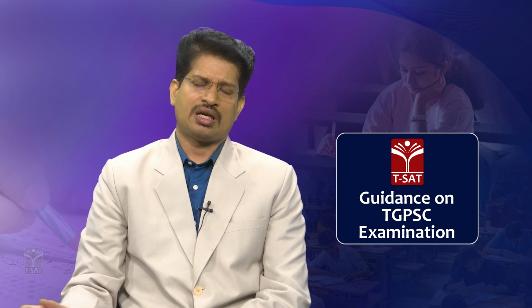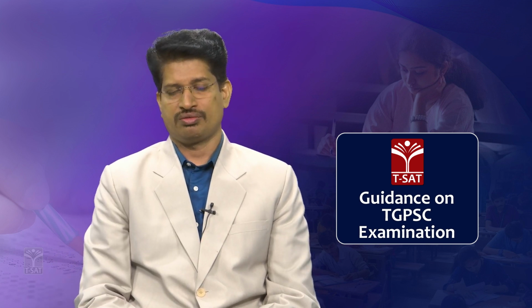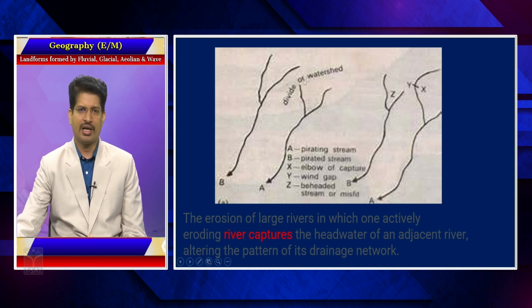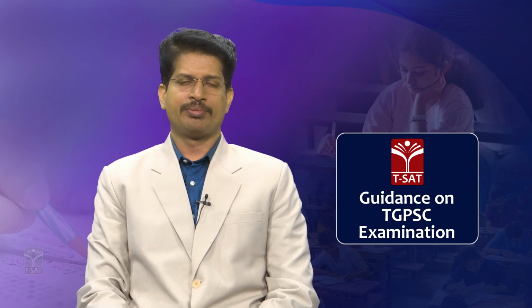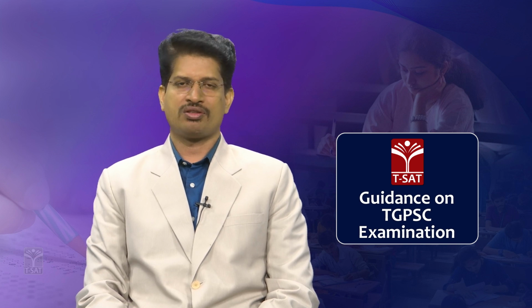Another aspect we need to understand here is river piracy. For example, in the first case, at this point, the tributary of the river is merging into the main river stream. In the second case, the first part is merged into the second river. There might be a question regarding what you mean by river piracy.